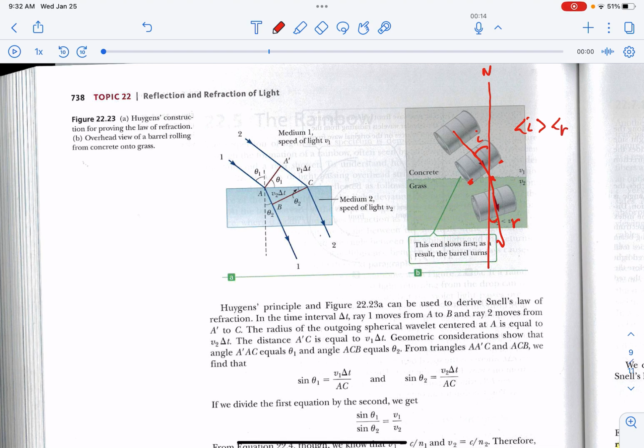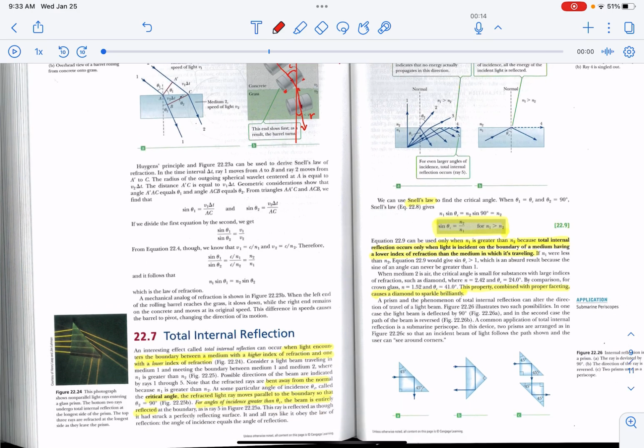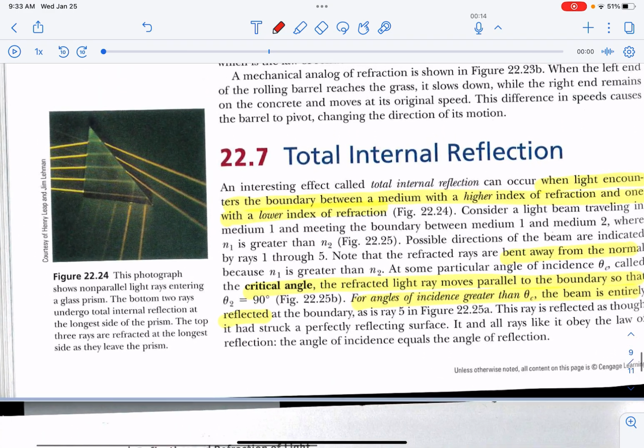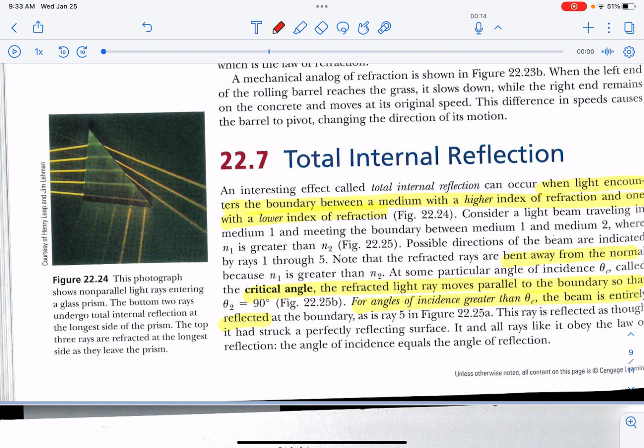A lot of bent lines there. And it shows that as light enters a denser medium, it is going to be bent towards the normal. And indeed, Huygens' prediction here was proven to be true. Now, another very interesting phenomenon having to do with refraction and reflection is called total internal reflection.